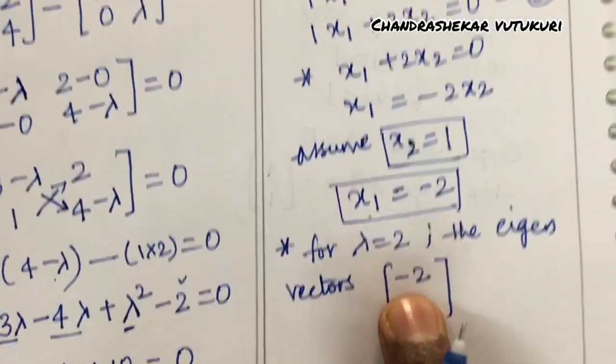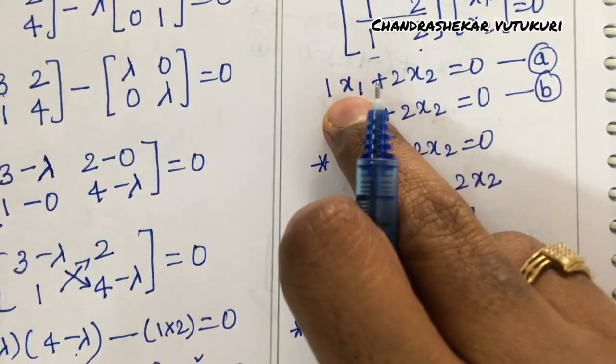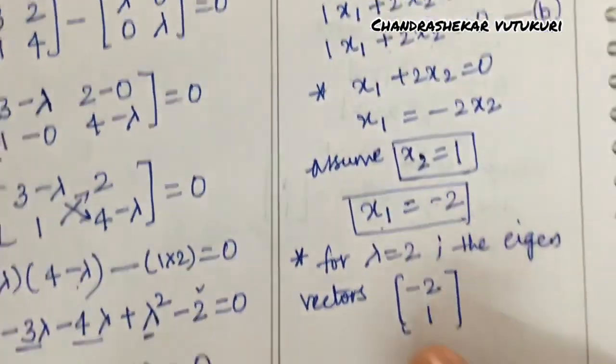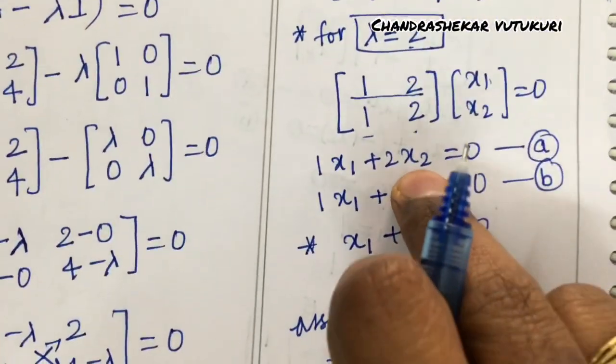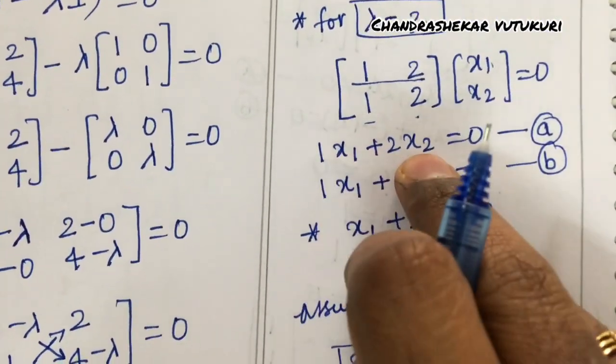Let us take minus 2 in place of x1, that becomes minus 2 plus, and x2 is nothing but 1. We got minus 2 plus 2 into 1 will be what?